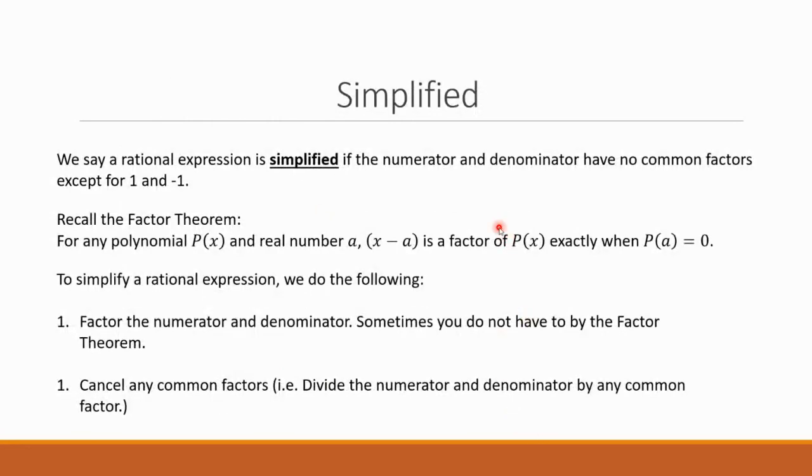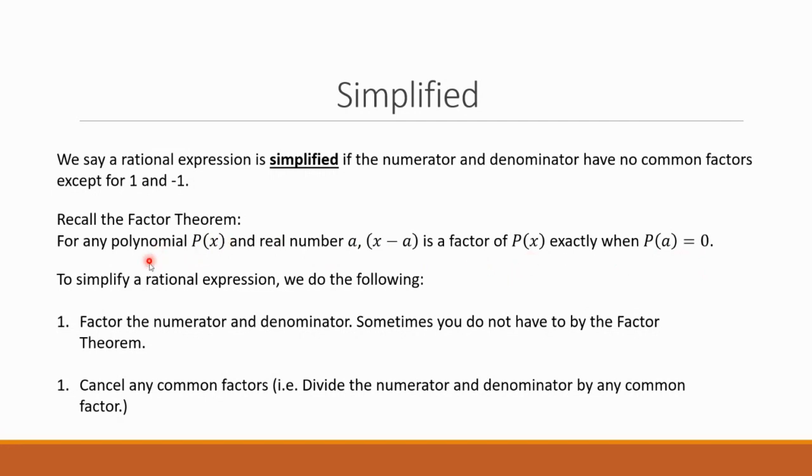Just like you can write a fraction in lowest terms, we can do sort of the same thing with rational expressions. Essentially, we say a rational expression is simplified if the numerator and denominator have no common factors except 1 and -1. 1 and -1 are always going to be factors; you can't get around that. But if those are the only two, then it's simplified. And what's really nice is the factor theorem is very helpful here. Remember what that is. For any polynomial p of x and any real number a, x minus a is a factor of the polynomial if and exactly when p of a is 0. That's going to be helpful here.